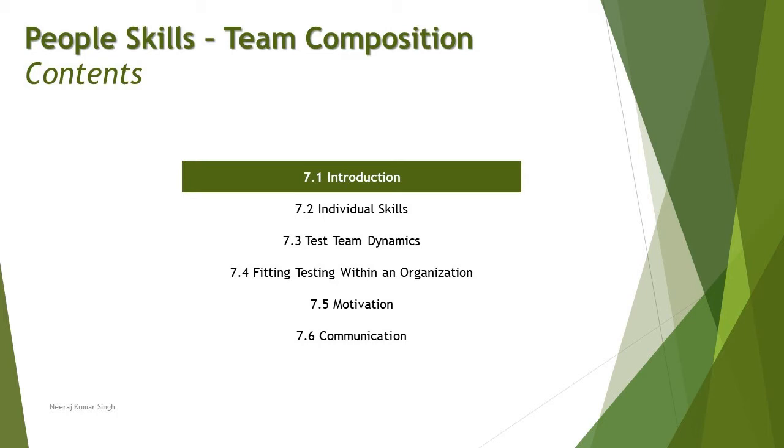As a part of this chapter, we will be covering several topics from the management point of view, and here is the list. 7.1, a basic introduction, which is out of syllabus. It's not in the syllabus any longer, so you don't have to worry about it. 7.2, individual skills. 7.3, test team dynamics, what exactly it takes to call it an effective test team. 7.4, fitting testing within an organization. 7.5, motivation of the testers. And 7.6, communication. So today we're just talking about a basic outline of what we'll be looking forward to in this chapter. But do remember that this is the introduction and that is no longer in the syllabus, so you don't have to worry about it.